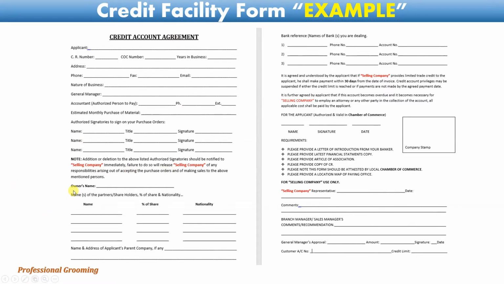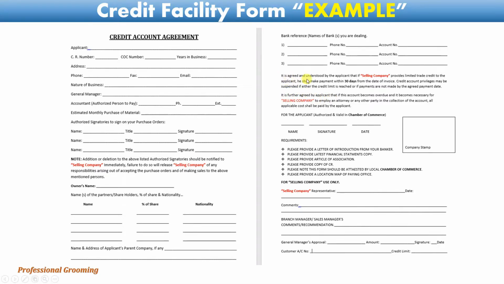They need to mention here the owner's name, the company's owner names. If this is a partnership, they have to mention the partner names, their percentage of share and their nationalities. Name and address of applicant's parent company, if any. If they have another company, a parent company, they can mention here the name and the address of that company. They have to mention after that bank reference, names of banks the buyer is dealing with, 1, 2, 3, whatever banks they are dealing with, and the account numbers and all the bank details.